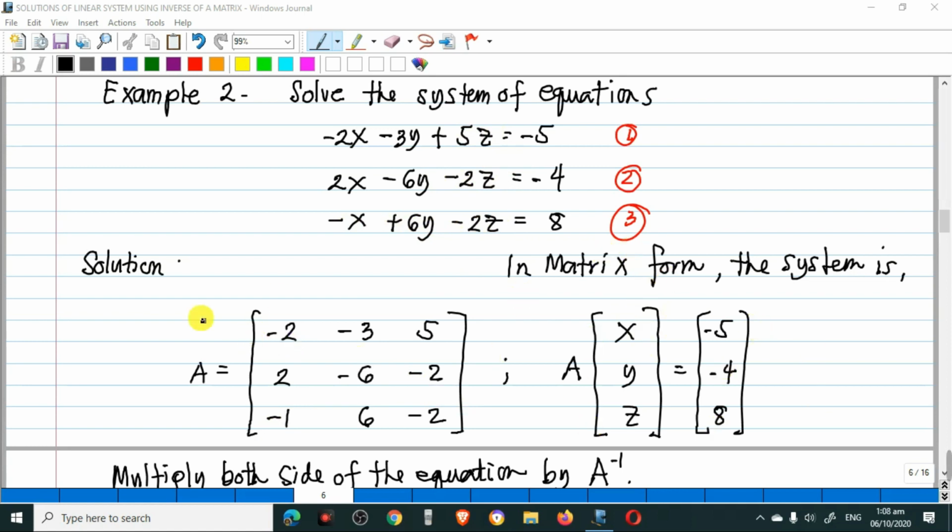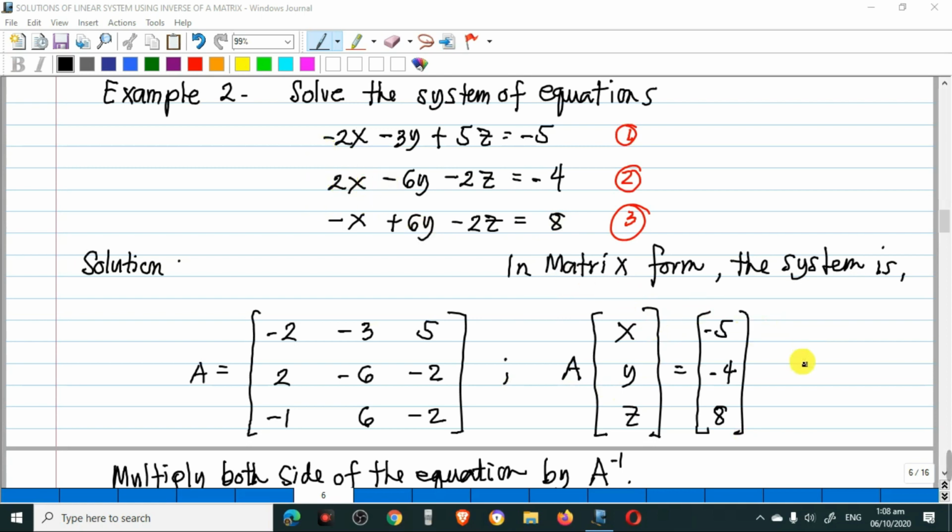Matrix A, or these entries multiplied by the variables x, y, and z, ito na magiging result nun. If I'm going to multiply A by x, y, and z, this will be the result. And doon sa right side, that is equal to yung equal side mo. Negative 5, negative 4, and 8. So this matrix form is the same as yung system of linear equations mo.